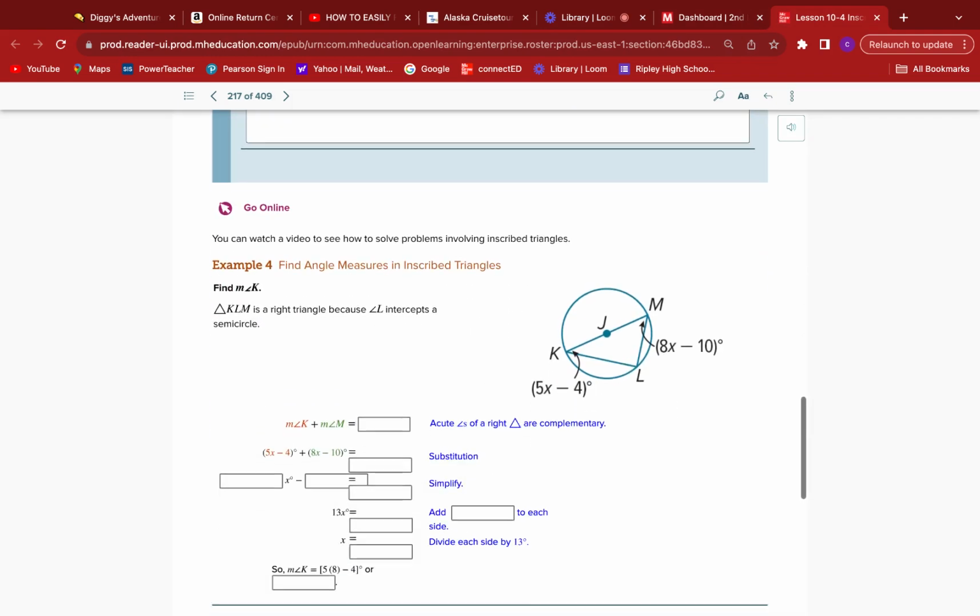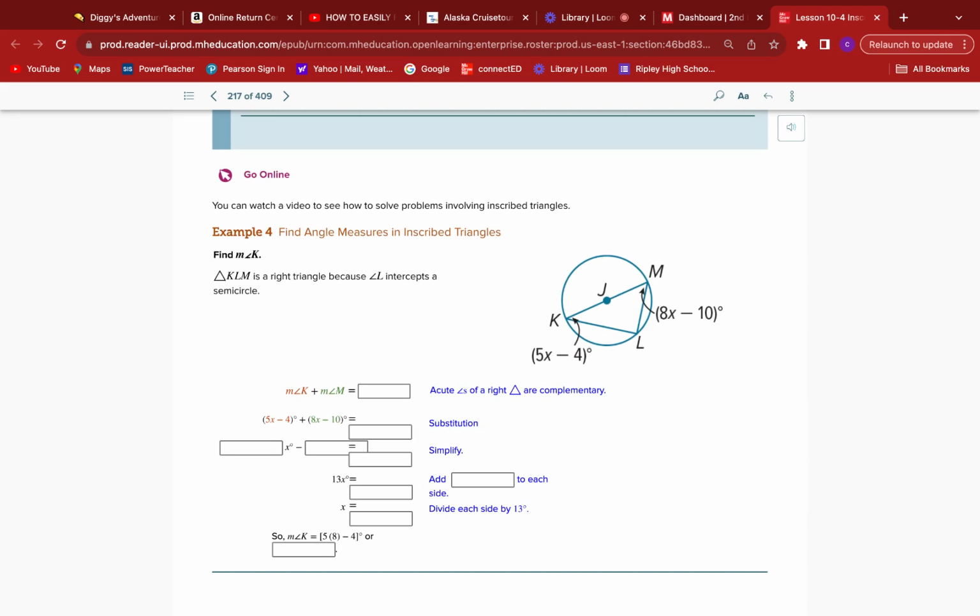Oh, okay, I'm on example number 4. Look, this is a right triangle. I know that because the rule says that if you have a triangle sitting inside half a circle, in other words, if you have a diameter as one of the sides of the triangle, it's a right triangle. So this is automatically angle L, 90 degrees. What that means is that the other two angles add up to 90, because 90 and 90 make 180 for a full triangle.